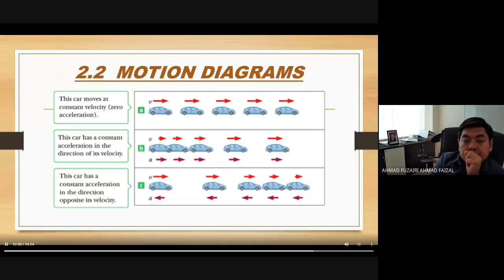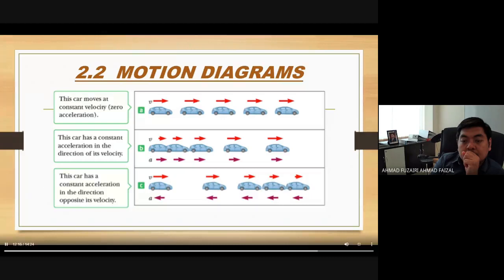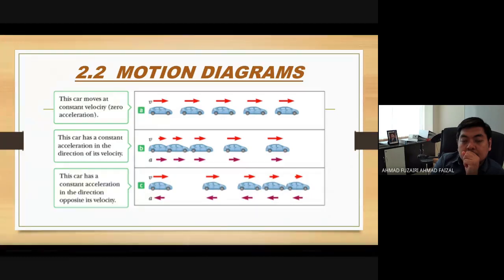And lastly, diagram C tells us the car is slowing down or decelerating in its motion. This car has a constant acceleration in the direction opposite of its velocity.